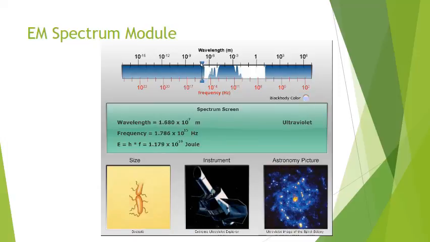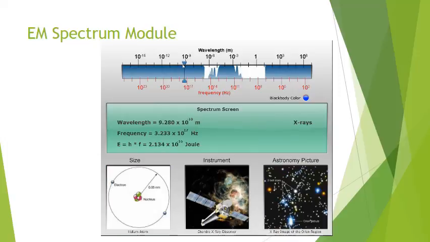Notice also what's happening. Notice the energy is getting larger and larger and larger. Why is that? Because my frequency is getting larger and larger. Now I'm in the ultraviolet. Again, these are very small waves. I would have to use an ultraviolet telescope to receive them. Even smaller, now I'm talking about X-rays.